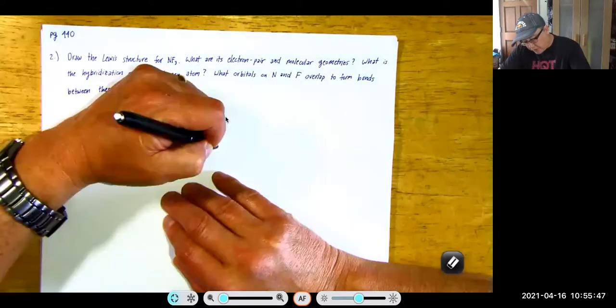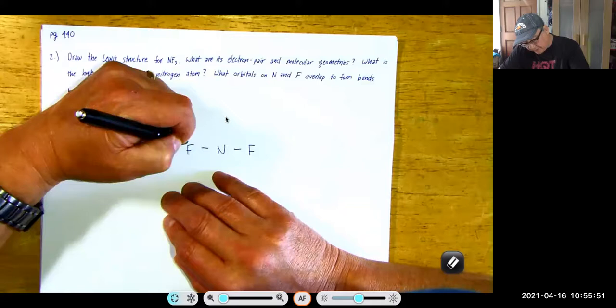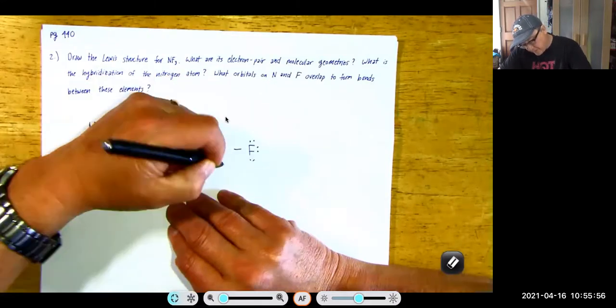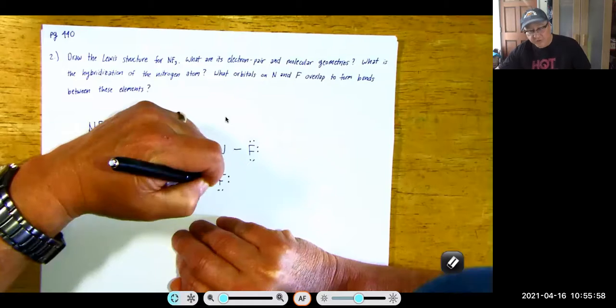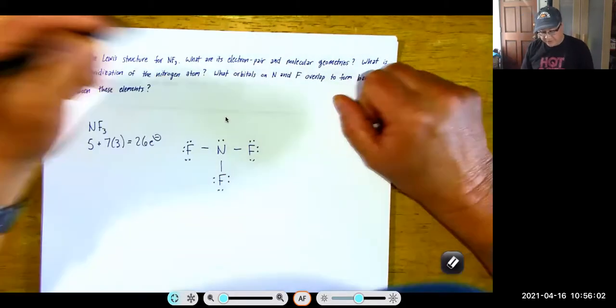So I'm going to draw nitrogen in the middle because it likes to make 3 bonds and fluorine only makes 1. When I give the fluorines an octet, I've used 24 electrons. I'm going to put 2 more on nitrogen, and there's your Lewis structure.